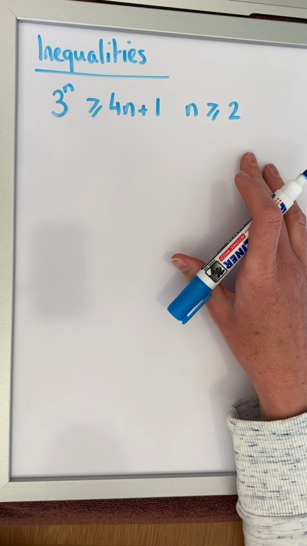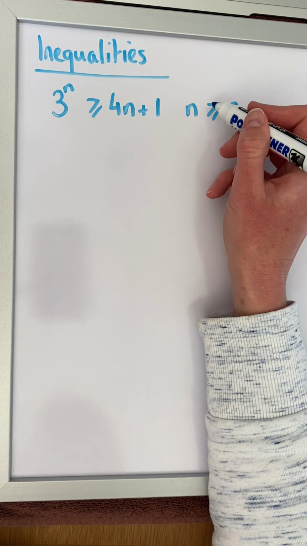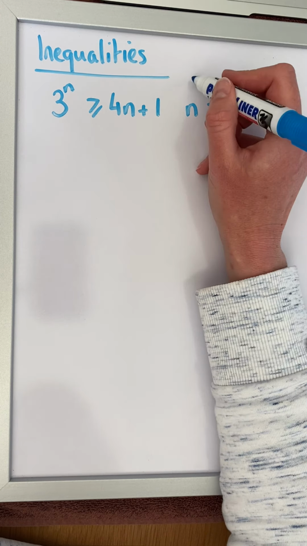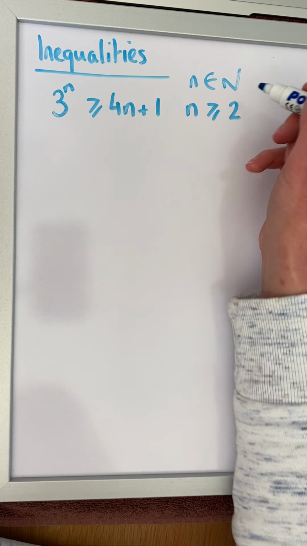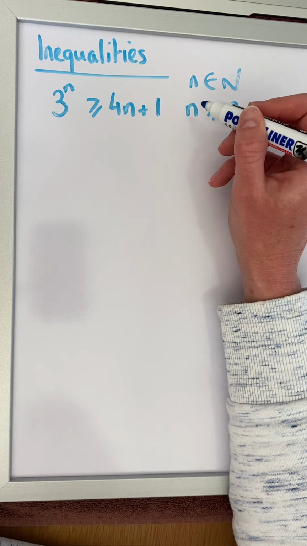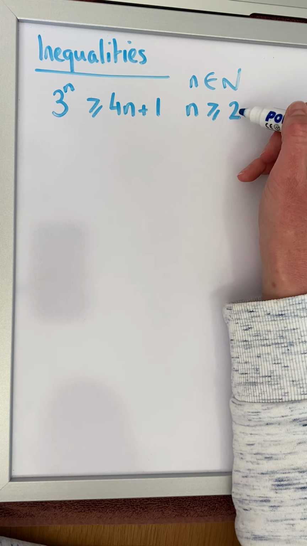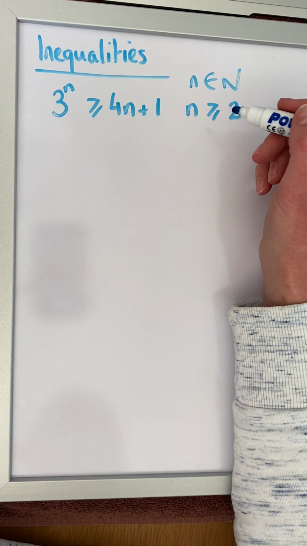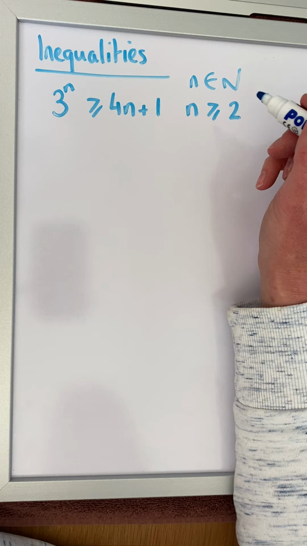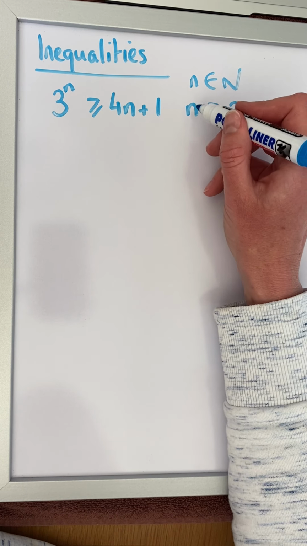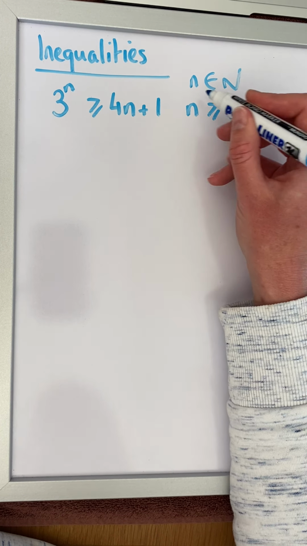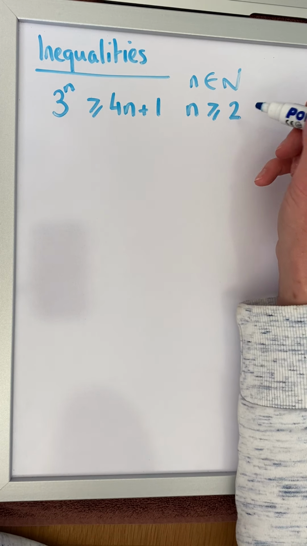Now, in the inequalities proofs, this is where we start to see restrictions. So it's not simply just n is an element of natural numbers. We have an additional restriction that n has to be greater than or equal to 2. A lot of the inequalities will have this, and you have to be careful. When you're doing step 1, you're not going to start off with n equals 1. In this case, you're going to start off with n equals 2.